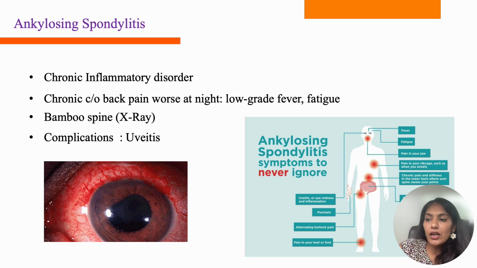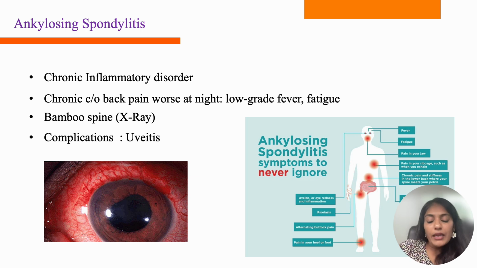Next one we have is ankylosing spondylitis. So what is happening here? This patient presents to you with chronic back pain that is going on for more than 3 months. They have chronic back pain, worse in the upper back area. This one is chronic inflammatory disorder of the spine. When you order x-ray, it's gonna show as a bamboo spine, and that's the classic sign for ankylosing spondylitis.